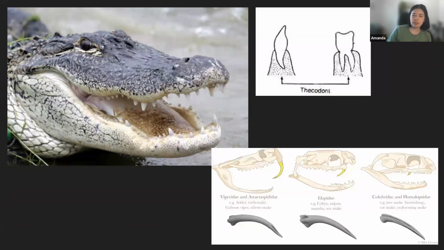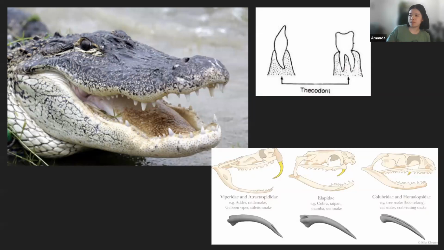And then we have thecodont teeth, which are the rarest in reptiles. Crocodilians are the only true reptiles that have these types of teeth, and these are more so what you would think of when you're thinking about a tooth. They are strong, rooted within the jaw, similar to mammal teeth, and they continuously replace these throughout their lifetime.